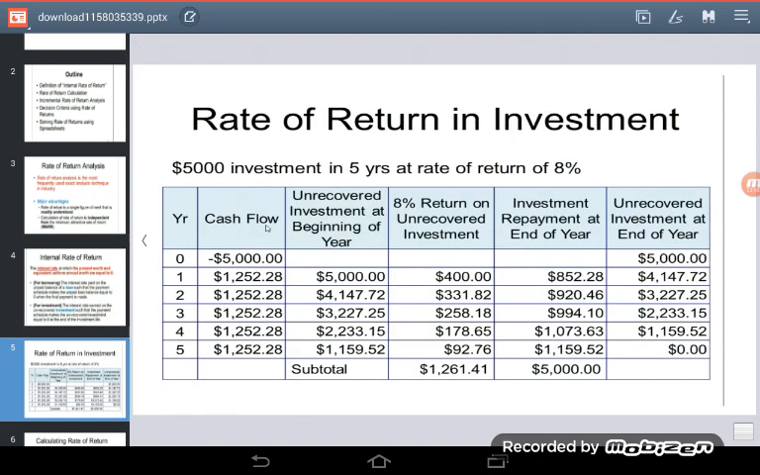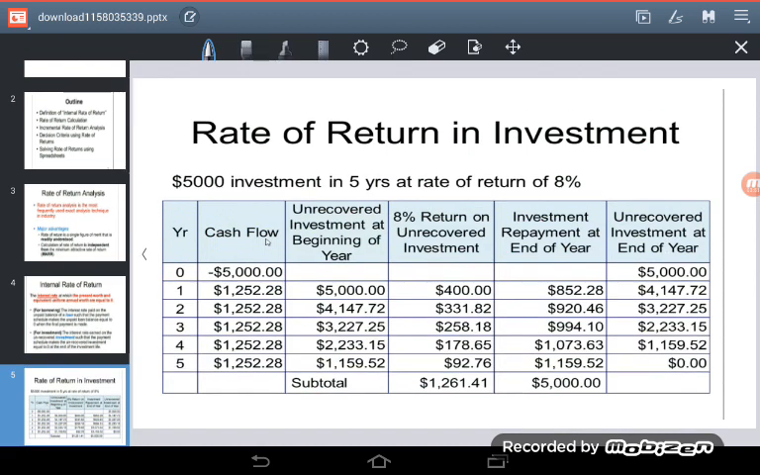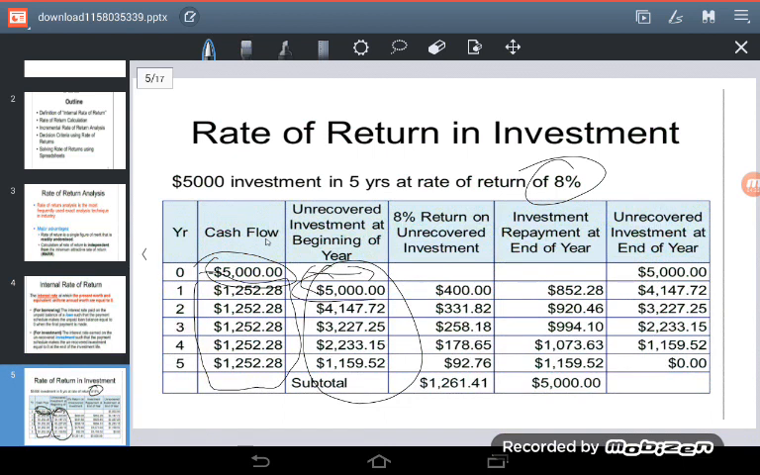Let's show this with an example. Let's say we have a cash flow. We borrow $5,000, and we want to pay it with 5 equal payments at 8% interest. When you calculate it, it's going to be $1,252.28. This is our cash flow. Then according to the bank, this is the unrecovered investment at the beginning of the year. At the end of the first year, the capital of $5,000 needs to be gotten back, but the first year the bank gets $1,252.28. Then when you subtract it, it's going to be 4,147.